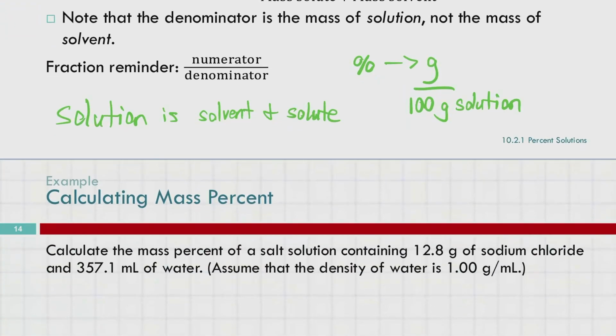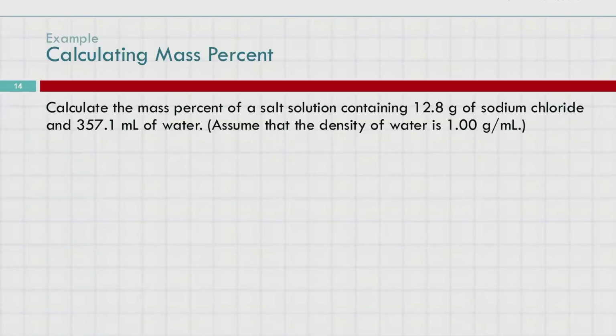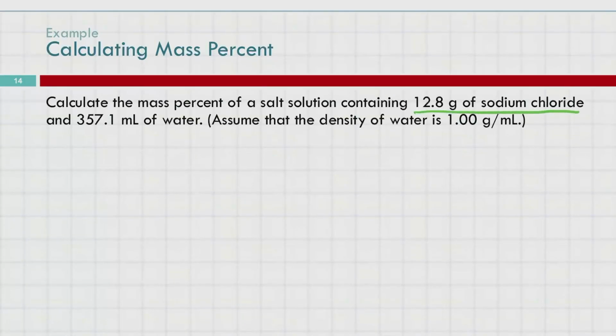Let's say that we have a salt solution. It contains 12.8 grams of sodium chloride, NaCl, and 357.1 milliliters of water. Assume that the density of water is 1 gram per milliliter, which is generally a safe assumption to make. In most circumstances, the density of water is 1 gram per milliliter, most that we encounter at least.